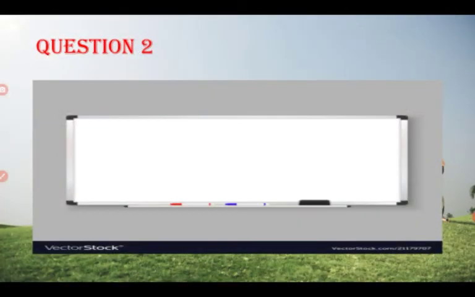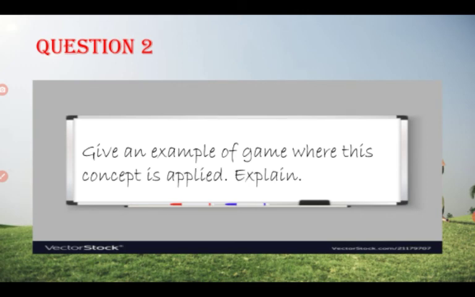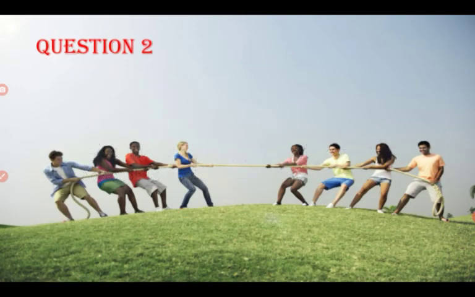Now let's see question number 2. You can just pause the video and give it a look. Please answer this question. Give an example of a game where the concept is applied. This concept means the concept of unbalanced and balanced forces, and explain that too. I explained it very well in the example of Tug-of-War, right? Please pause the video, give it a look, and answer the question in the comment section. We will discuss it in the next part.